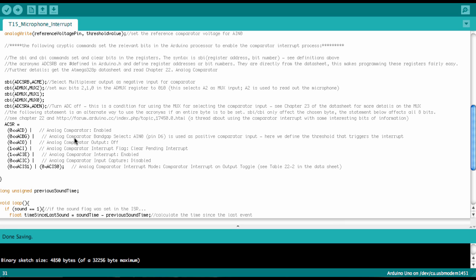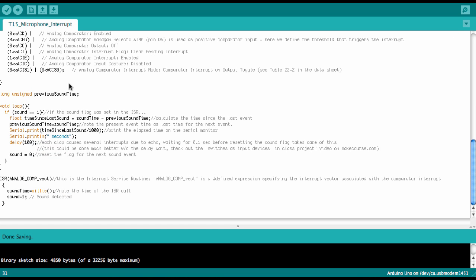Okay, so essentially what we define here is that we want to use the analog comparator interrupt, and the most important part here is probably down here, that's where we define the analog comparator interrupt mode. And we set it to toggle, so this means that the interrupt is being triggered no matter whether the voltage goes above or below the comparator value. So we will always catch the event after the microphone signal exceeds the reference voltage.